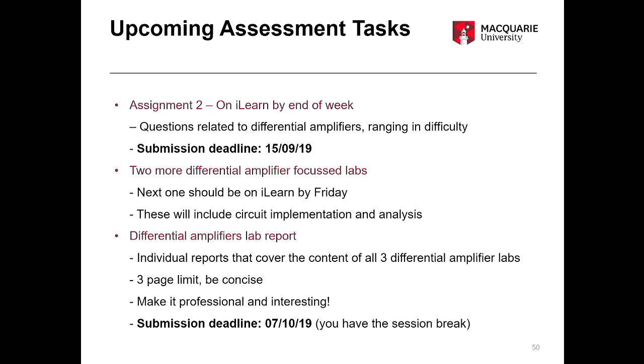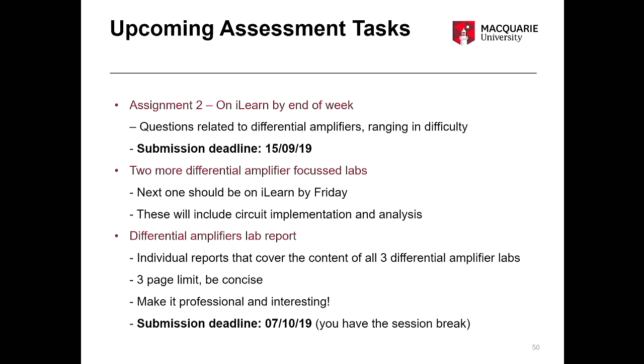And please don't forget the differential amplifiers have a lab report. So these 3 differential amplifier labs, you'll be writing a small report, which you can do over the session break. The deadline is the 7th of October. So make that professional, make that interesting. I think it's just a 3-page limit, so it's quite short. But you could put some good figures in there. Don't waste space. Right? Make it concise, professional, and interesting.